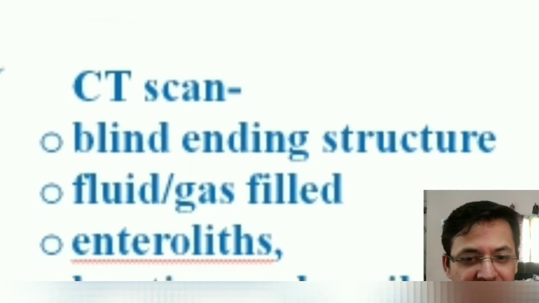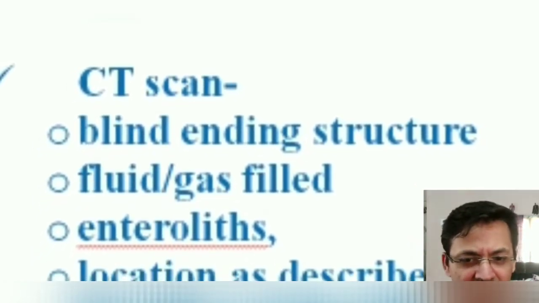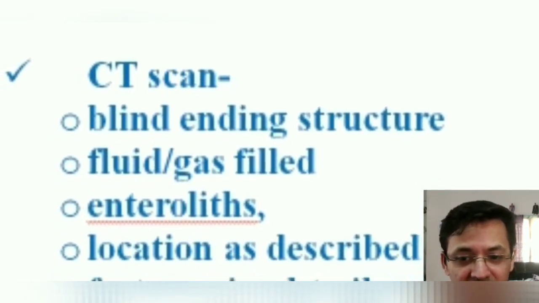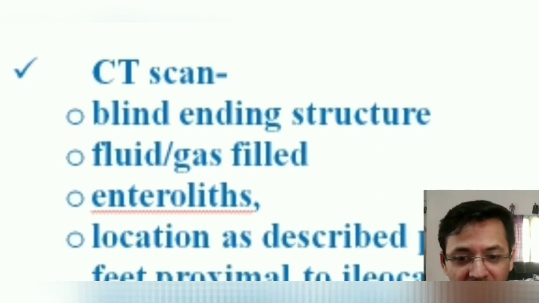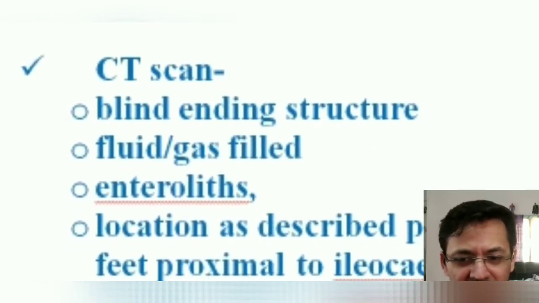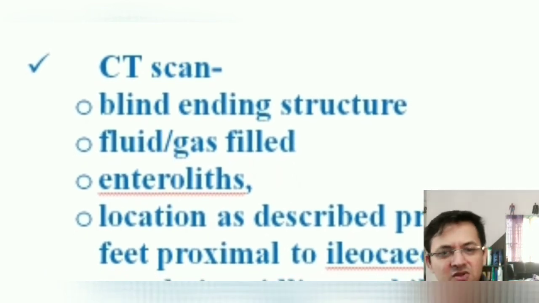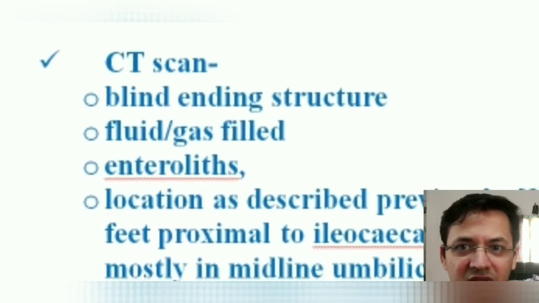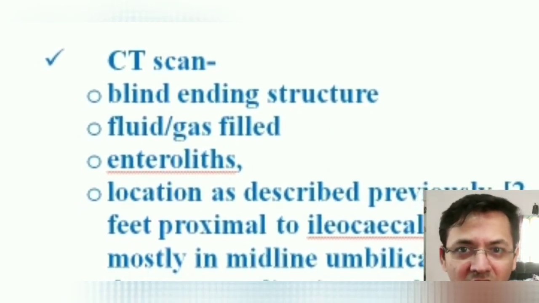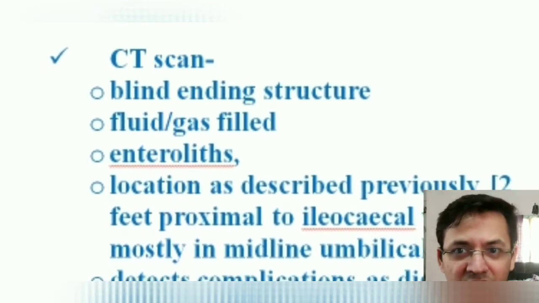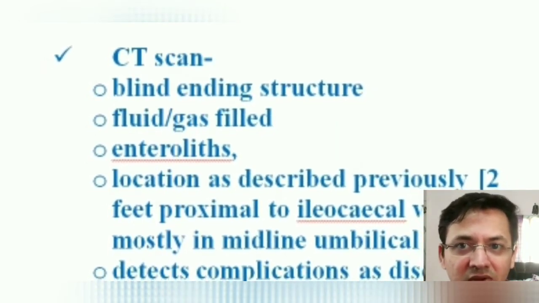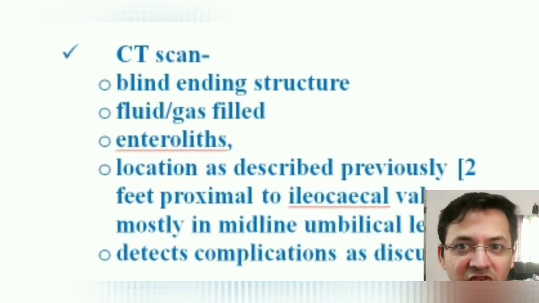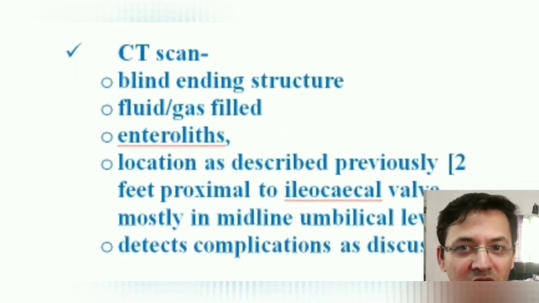On CT scan, basic findings are a blind-ending structure, fluid or gas filled, which may show an enterolith, with location as described previously, that is 2 feet proximal to the ileocecal valve, mostly in the midline at umbilical level, and it detects various complications as described earlier. So here is one clue, as already discussed: when a young patient presents with intestinal obstruction or dilated bowel loops, and on CT we find a transition zone in the central abdomen or approximately at umbilical level, we should suspect the possibility of Meckel's diverticulum because it is a more common cause.